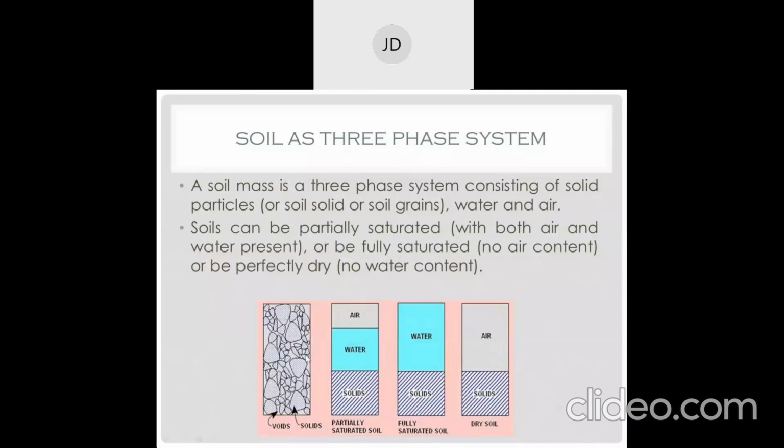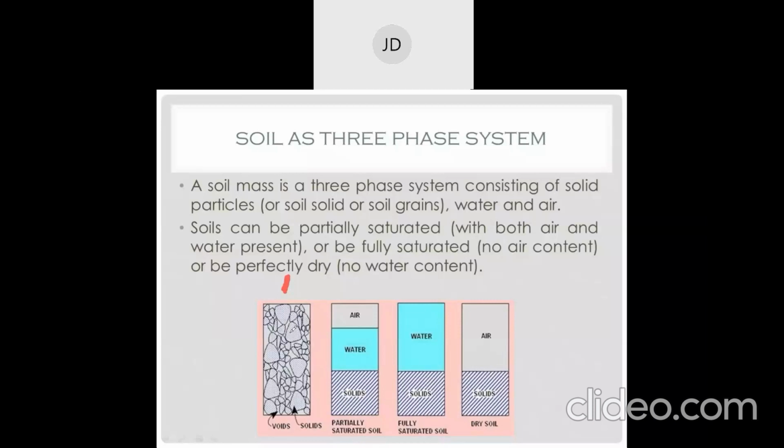Concentrate on the first diagram. In this diagram, you can see a microscopic view of a soil mass. Suppose this is a transparent glass, or a transparent beaker or jar, filled up with soil, and you zoom into the soil. You can see different sizes of soil particles.